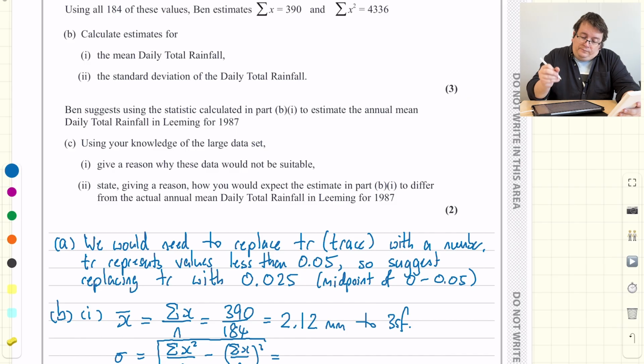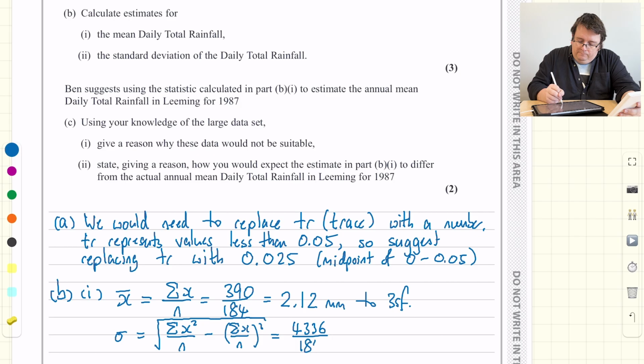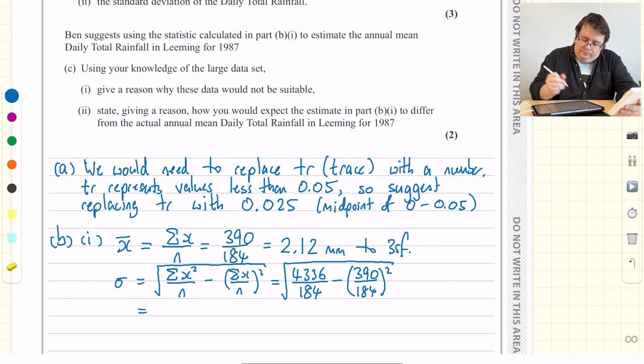Okay, so we've got 4,336 over n, take away 390 over 184 squared, square rooted. So let's put that in. 4,336 over 184 take away 390 over 184 squared, and that's 4.37 millimeters to 3 sig fig. Okay.